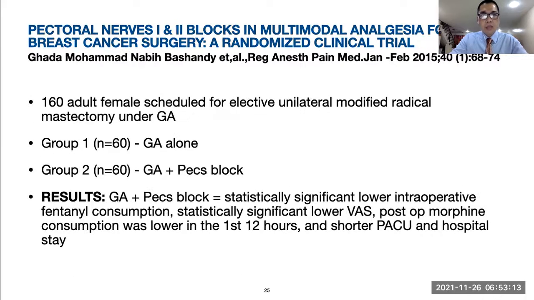Another study by Dr. Bashandi regarding pectoral nerves 1 and 2 block in multimodal analgesia for breast cancer surgery, a randomized clinical trial in which 160 adult patients were included in the study for elective unilateral modified radical mastectomy under GA. They were divided into two groups, Group 1, GA alone, and Group 2, GA plus PEX block. The result: GA with the PEX block had statistically significant lower intraoperative fentanyl consumption. Also, it had a statistically significant lower pain score in the first 12 hours and shorter PACU and hospital stay.